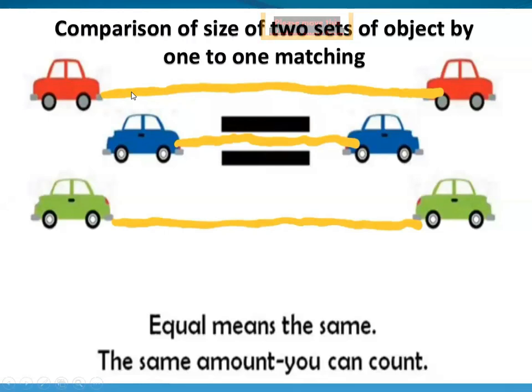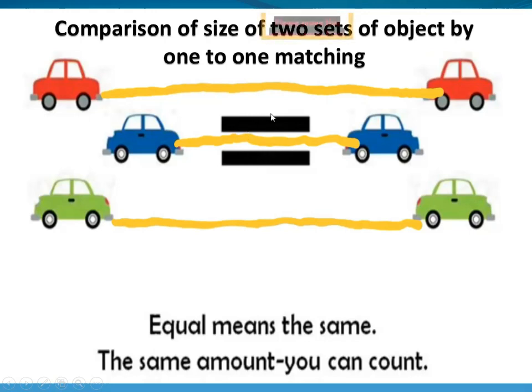For one-to-one matching, we draw an object-to-object line between each pair of the sets, as you see here. A red car is matched with the other red car. Blue car is matched with the other blue car, and the green car is matched with the other green car. So it is called matching one-to-one. Equal means equal, and this sign shows the equal.